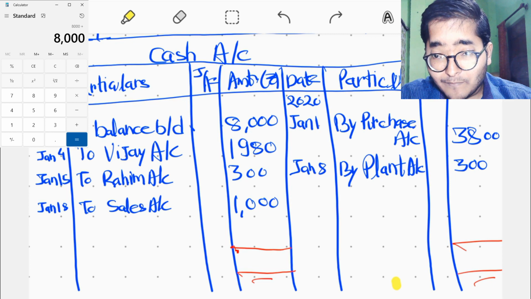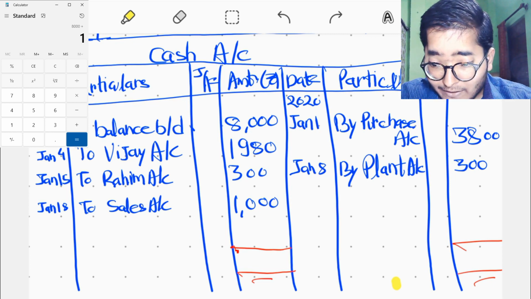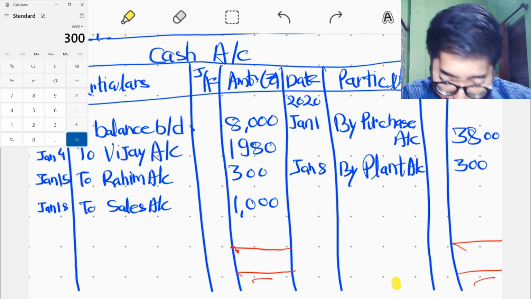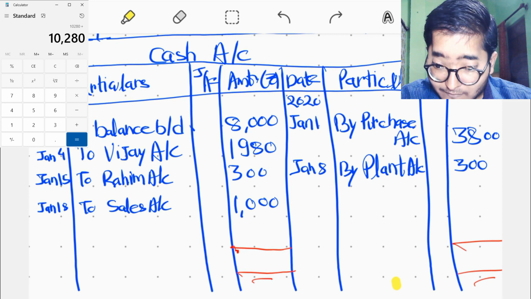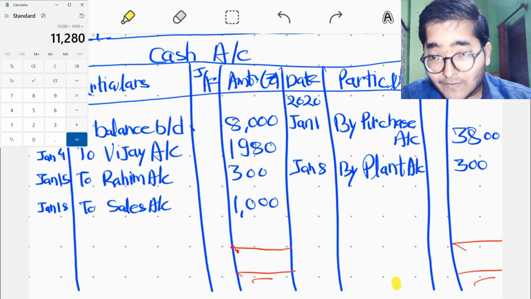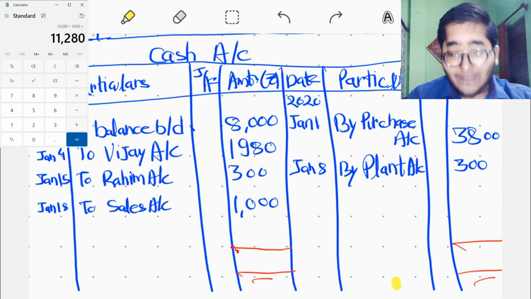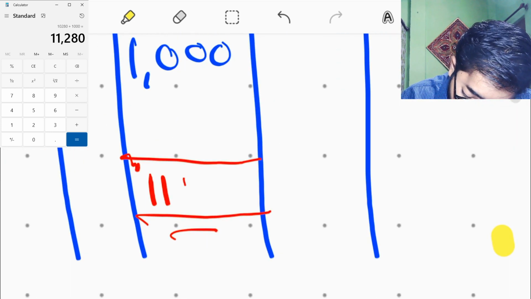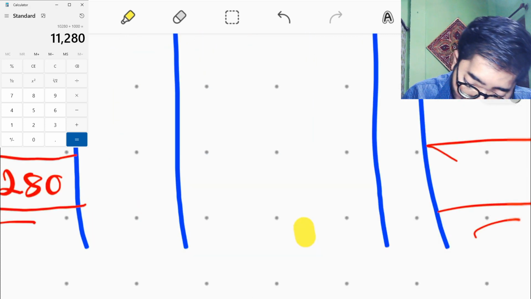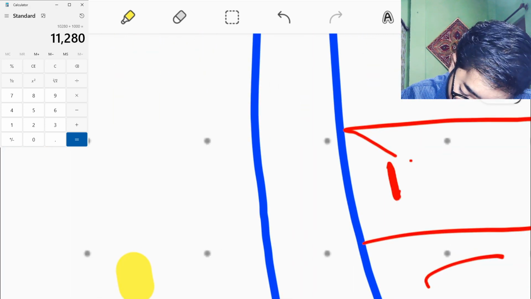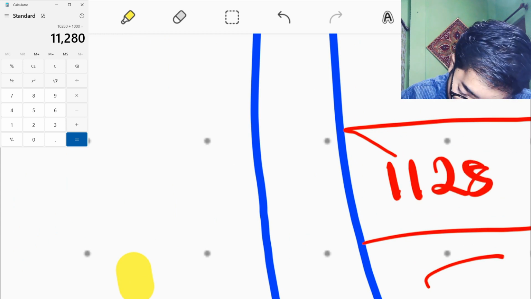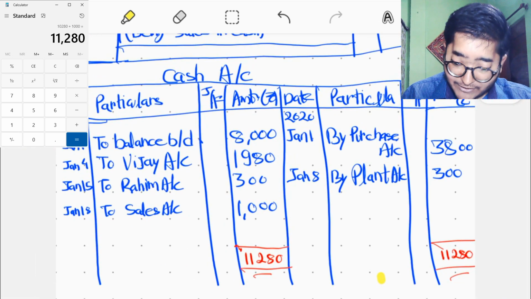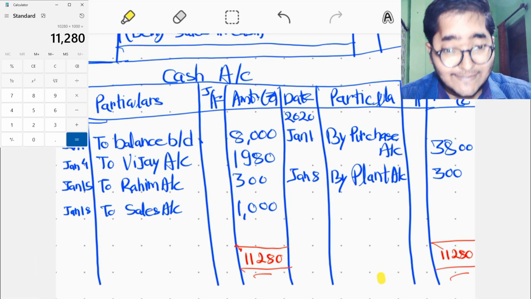8000 plus 1980 plus 300 plus 1000, which is equal to 11,280. So within this box we would be writing this 11,280. So our calculation is done, our totaling is done.